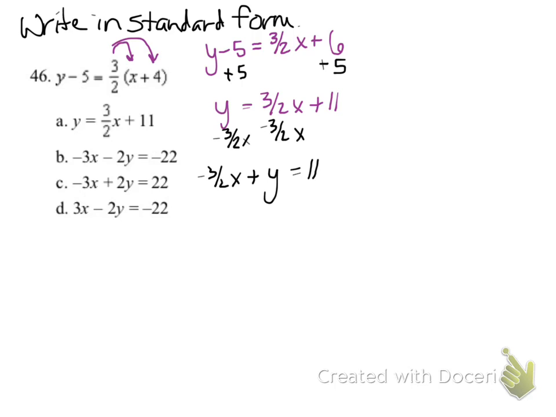It's almost in standard form. It needs to have all integers. So I'm going to multiply the whole thing by the denominator, 2. And that'll give me negative 3x plus 2y equals 22. Correct answer, letter C.